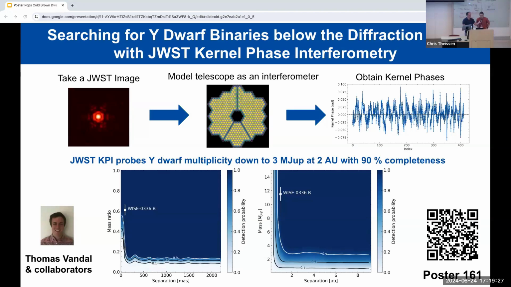Hi everyone, I'm Thomas. I'm a PhD student at the Université de Montréal. I work with Loïc Albert, who's leading a program to search for white dwarf binaries below the diffraction limit of the telescope with something called kernel phase interferometry. So kernel phase means that we're using interferometric techniques on regular images that gives us access to companions very close to the primary. As you can see here, we're sensitive to 3 Jupiter masses at 2 AU with 90% completeness. Come talk to me at my poster if you're interested in any of this. Thanks.